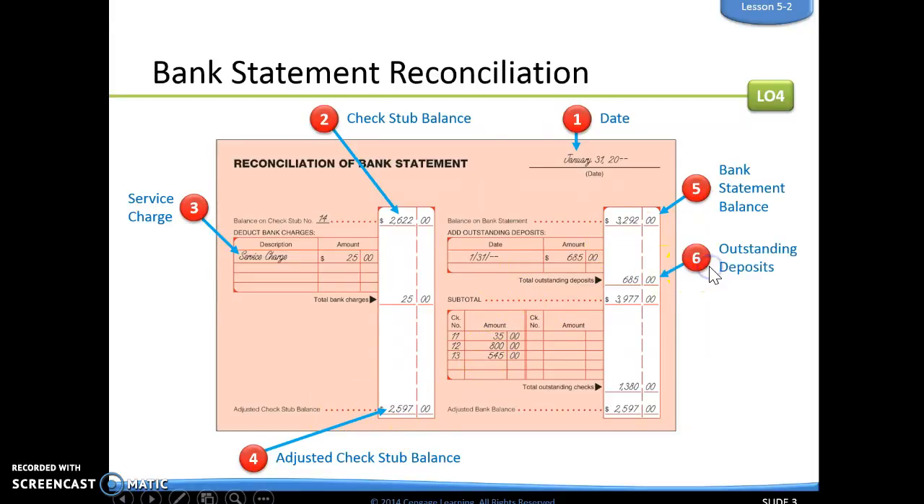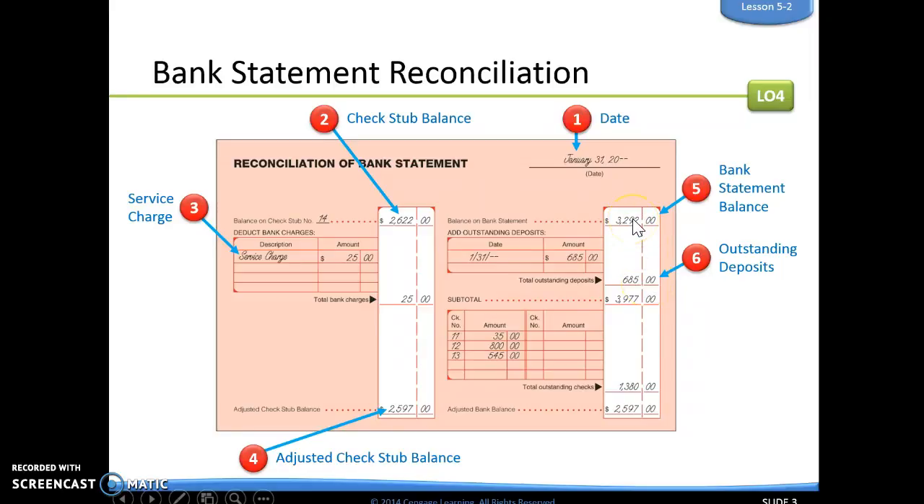We're going to look through for any outstanding deposits. We're going to talk about what outstanding deposits are in a little bit. If we do have any, we're going to put the date of that outstanding deposit, how much it is, and then we're going to put the total outstanding deposits. Now remember, deposits are money that is going in.